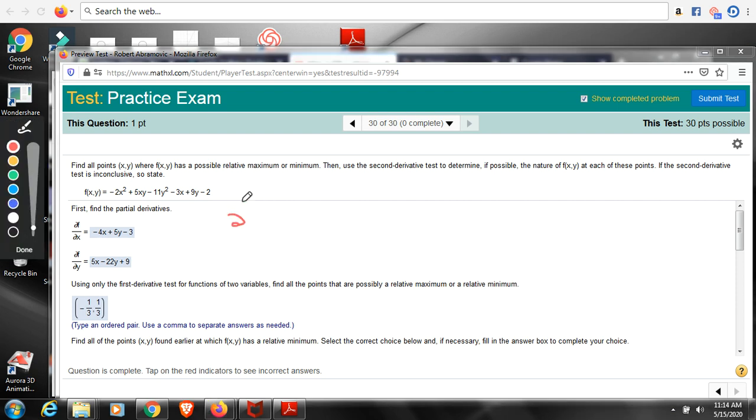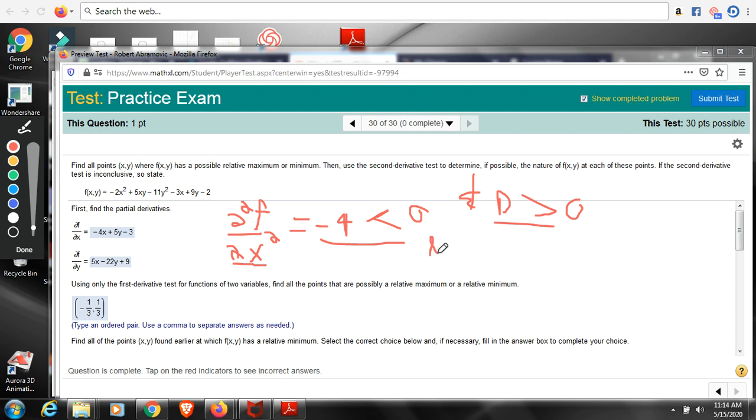So remember, what do we say? d squared f dx squared equals negative 4, which is negative, and our D is positive. Positive D and a negative second partial with respect to x means local max. Again, D being positive just tells you that this function of two variables is curving inwards. The fact that d squared f dx squared is negative means it has the shape of a ball facing downwards, and therefore has a local max.